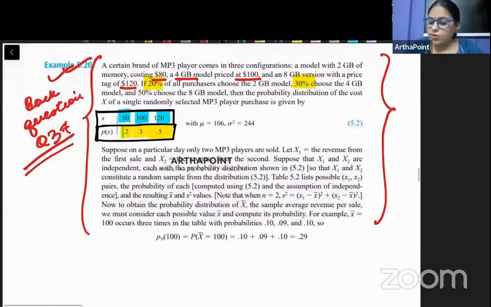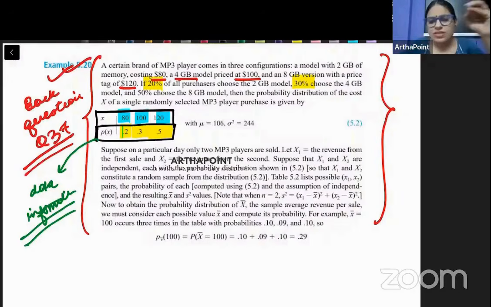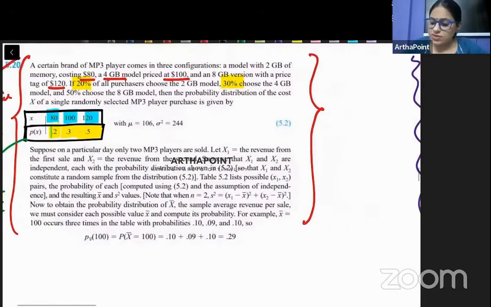ठीक है. Now try to understand that this data, the information that is given to you, जब भी आपको एक ऐसी जनरल इंफॉर्मेशन दी होगी, whenever you will be given general information कि you know इतने वाले को मैं इतने पे सेल कर रहा हूँ, इतने वाले को इतने पे, so that general information will always be the information belonging to the population. So in this case, beta, what we can see, it says the probability distribution of cost of a single MP3 player is given by this.